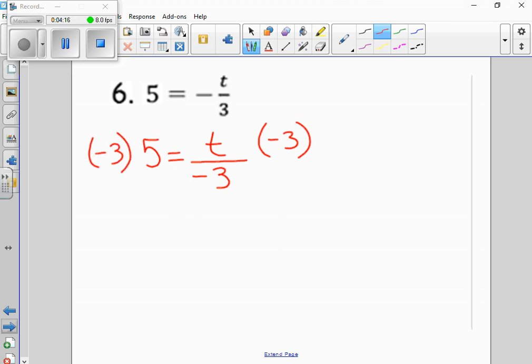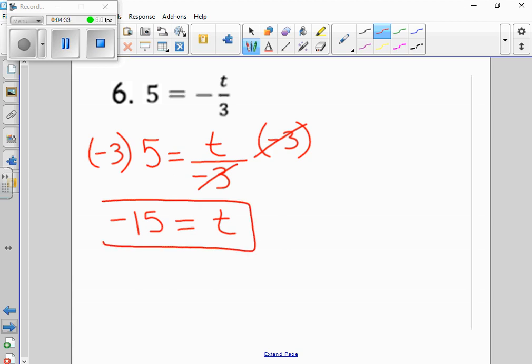Now on the right side, the 3 and negative 3, again, loosely we say that they cancel, but in reality we're saying that negative 3 divided by negative 3 is 1, leaving us with 1t. On the left side, negative 3 times 5 is negative 15. And like I said before, to check your work, simply plug the negative 15 in for t and confirm that it equals 5.